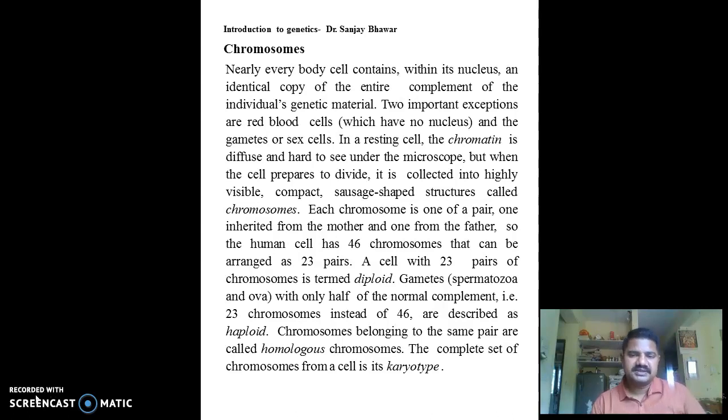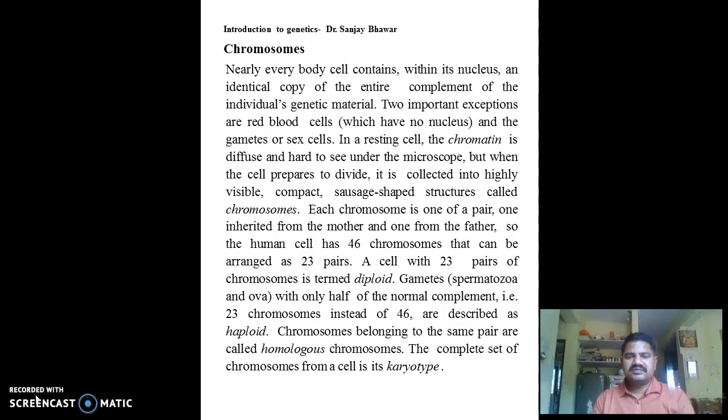Now the gametes, that is the sperm and ova, have only half of the normal complement, that is they have 23 chromosomes each instead of 46. So they are called haploid, meaning the spermatozoa will have 23 chromosomes and the ovum will have 23 chromosomes, and therefore they are termed haploids. And other cells which have 46 chromosomes are termed diploid cells.